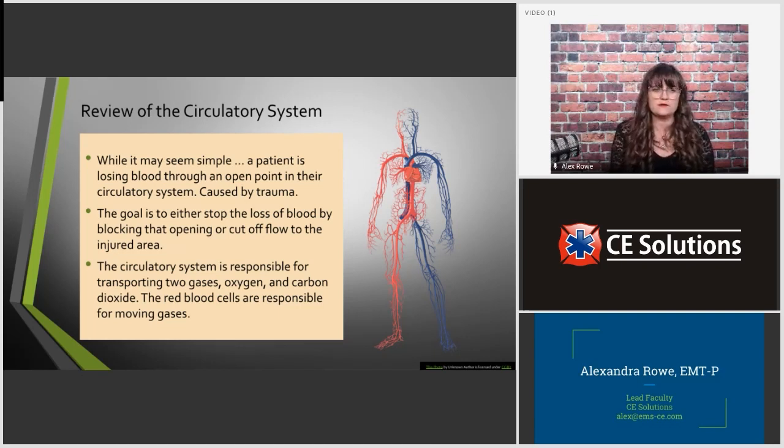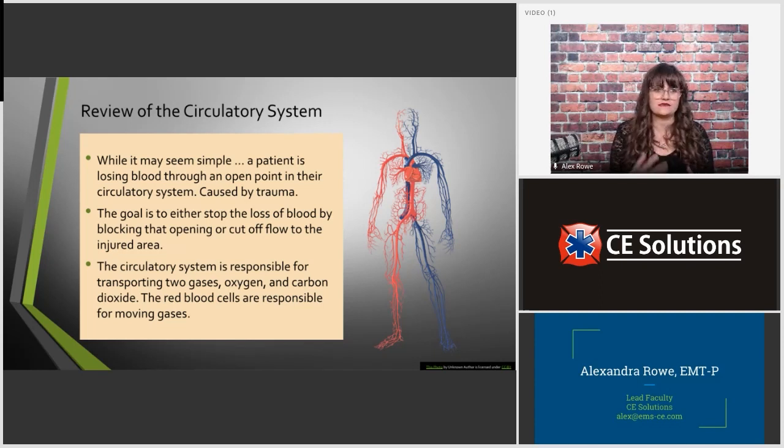So while it may seem simple, a patient is losing blood through an open point in their circulatory system, right? So even if it's a little paper cut, we're losing blood through those capillaries. There's an opening to those little vessels, even though they're very tiny. If we have a deeper cut, there's vessels that feed everything, connected all the way down to our tissues, the fatty tissues, the muscles, all of our organs, the skin.